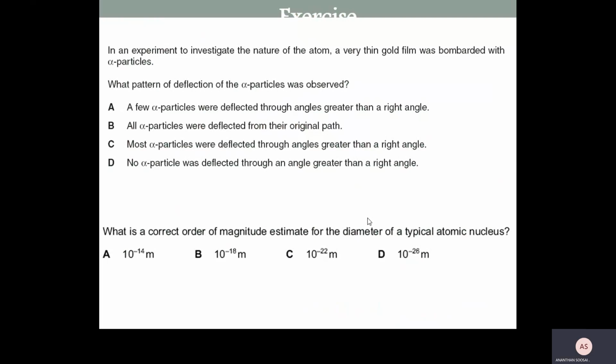So here is a fact to be remembered. What is the size of a typical atomic nucleus? 10 to the power of -10 is the size of an atom, and 10 to the power of -15 is the size of a nucleus. So what's the answer? A is the closest, 10 to the power of -15. Okay, so you must remember this fact.